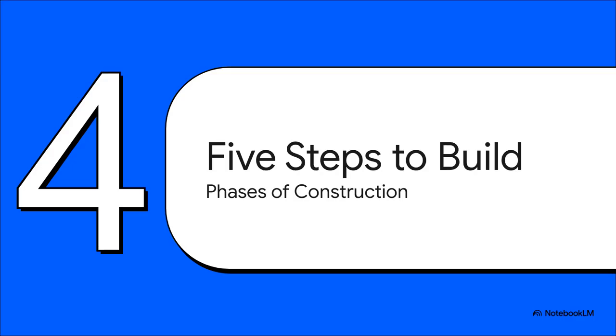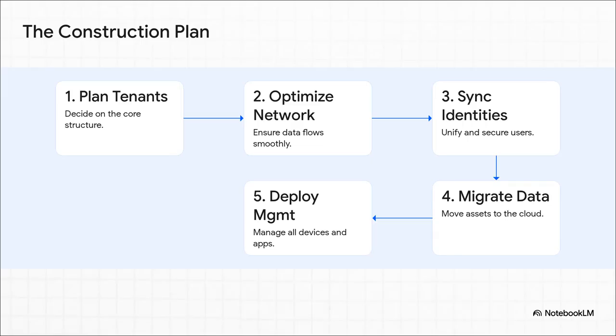Okay, inspection's over. Now for the main event, the 5-step construction plan. This is the real, actionable, step-by-step process for actually building that firm foundation we've been talking about. Let's get our hands dirty. And here's the 30,000-foot view of that whole build process. It follows a really logical flow, right?